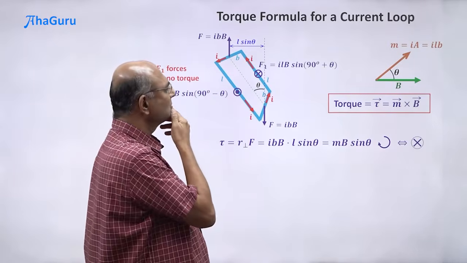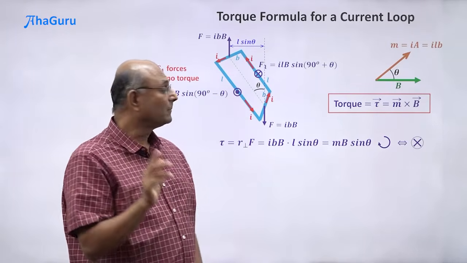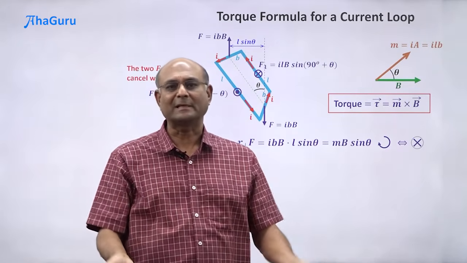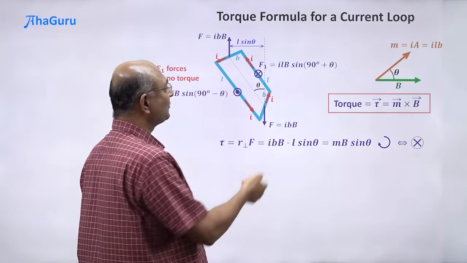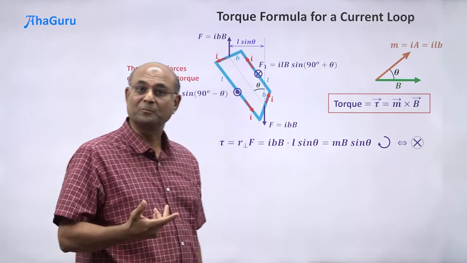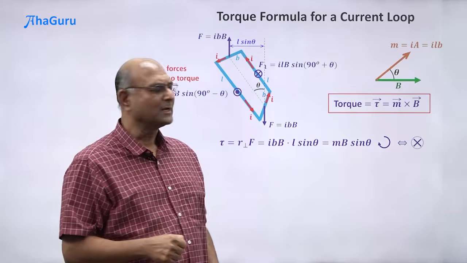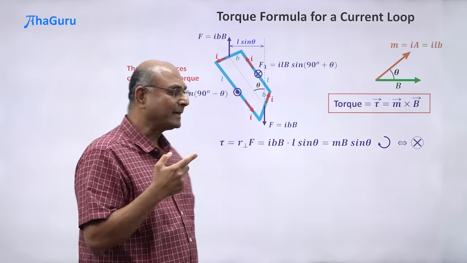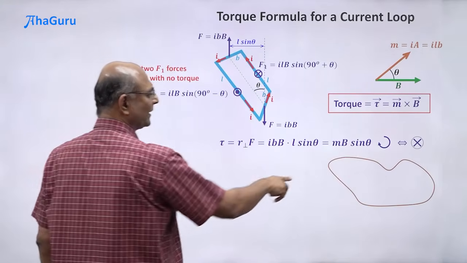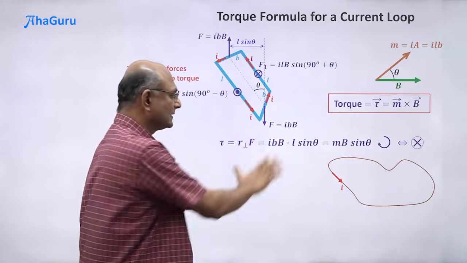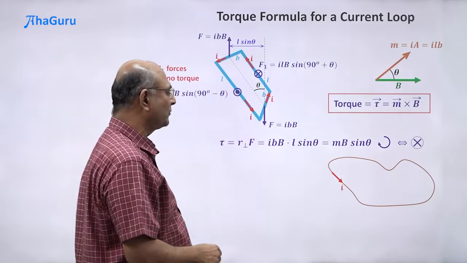Okay, so are we done? No, because I only proved this for a rectangular loop. What about a circular loop? What about some other shape? Because you see, we are going to use this formula for all kinds of current loops, not just circular current loops, and definitely not just rectangular current loops. So what do we do? Well, let me consider some weird shaped loop like this, and let us say that the current is flowing like this. Now this is in the plane of the board, so I'm going to take it in the plane of the board.